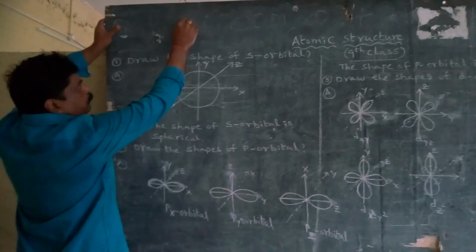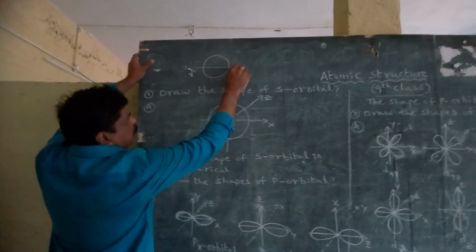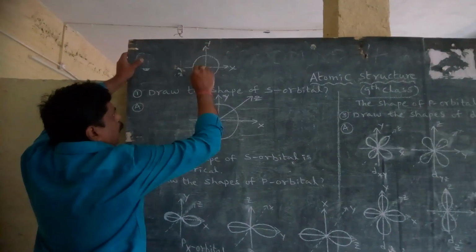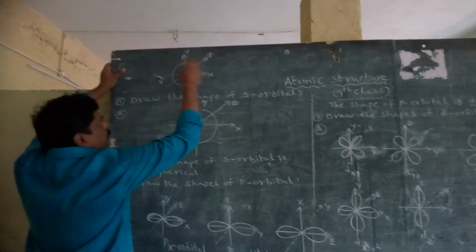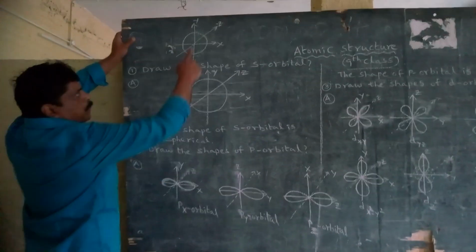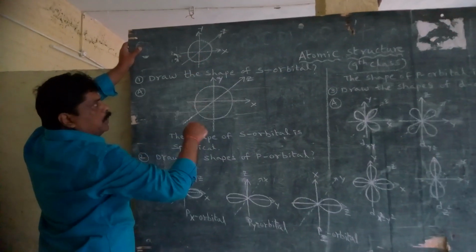First of all, you have to draw a circle here. Then you draw the x-axis, the y-axis, and the z-axis. This is the diagram of the s orbital. This orbital is in the spherical shape. So the shape of the s orbital is the spherical shape. Next one, draw the shapes of the p orbital.